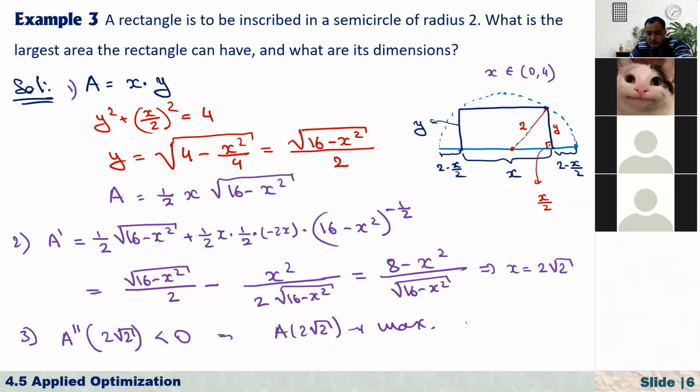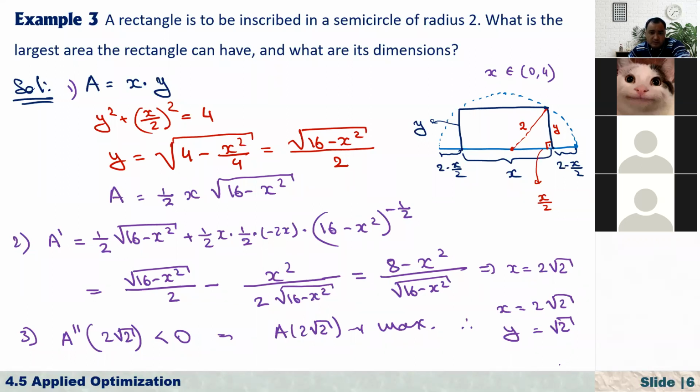Since x is equal to 2 square root of 2, if you substitute there, we can find y. Let me just write here, x must be equal to 2 square root of 2. And how about y? If you substitute here, 16 minus 8 is 8, and square root of 8 over 2 is equal to square root of 2. These are the dimensions of this rectangle, so that it will have the maximum area.